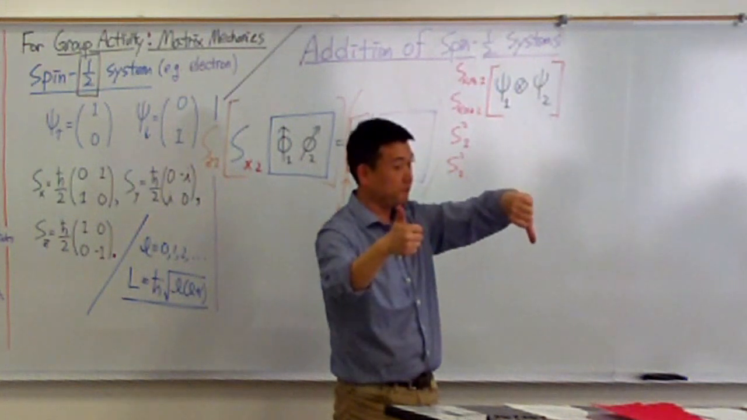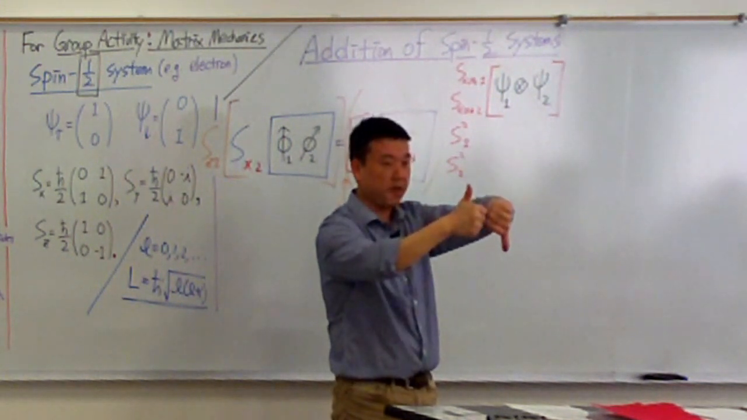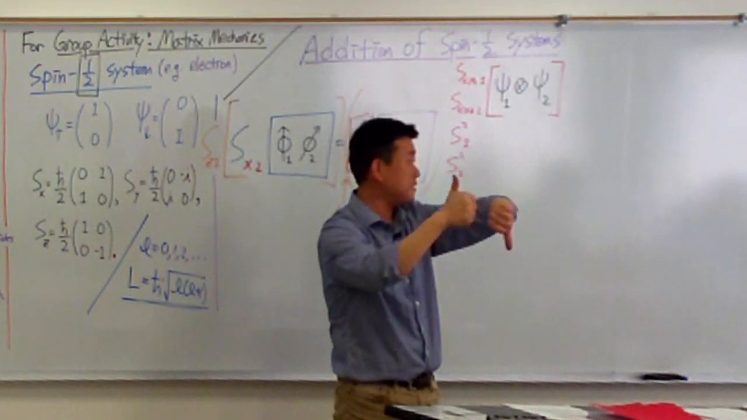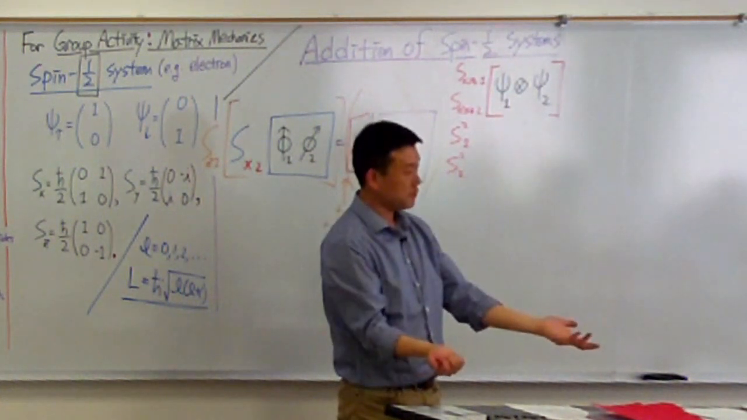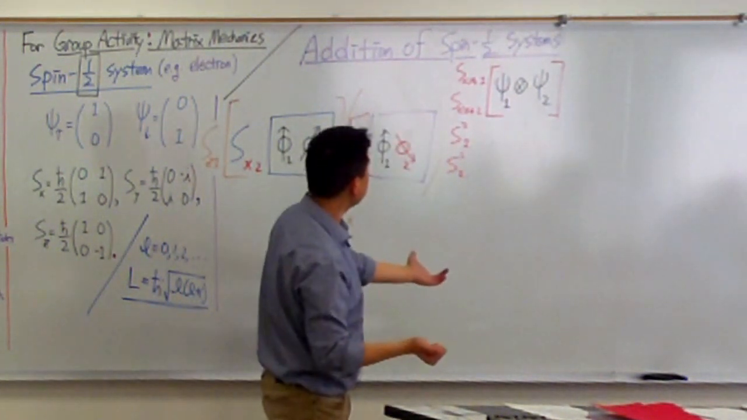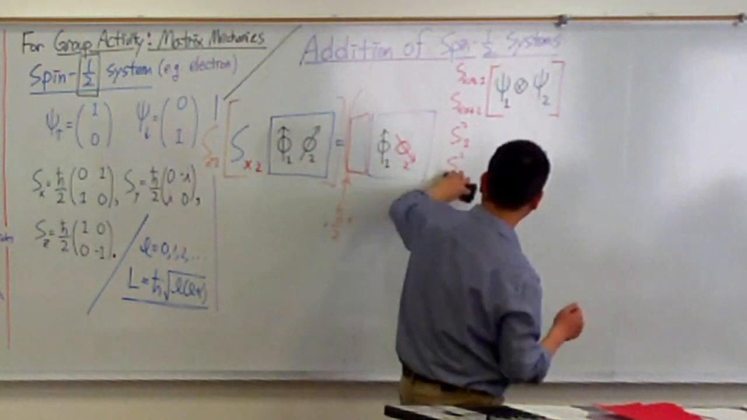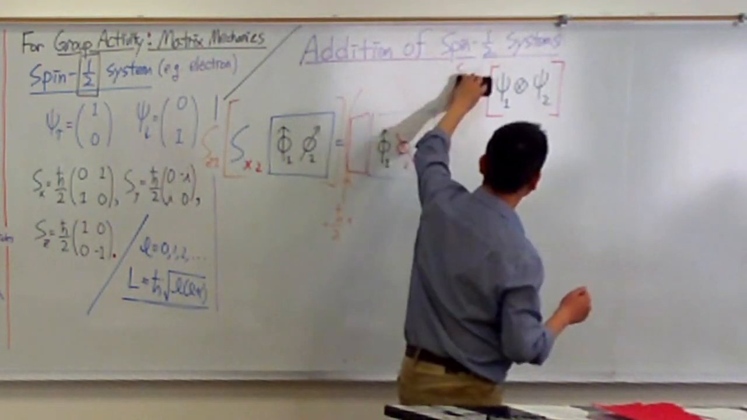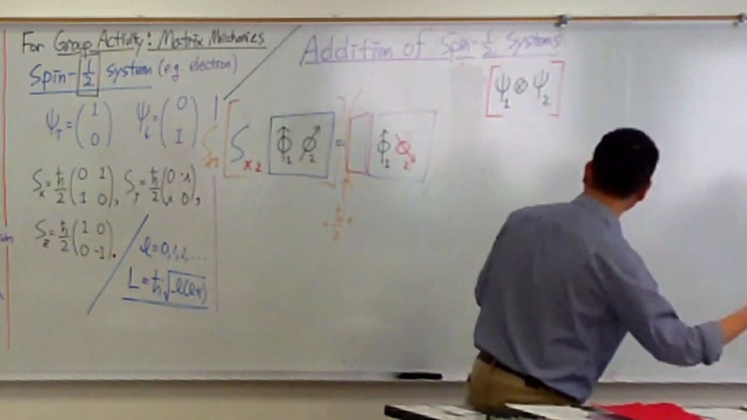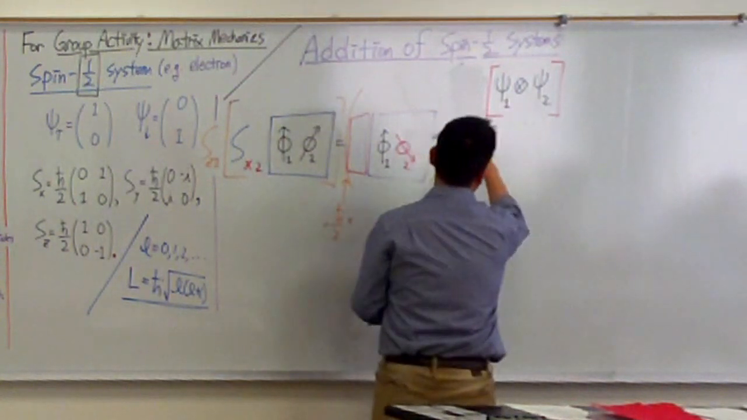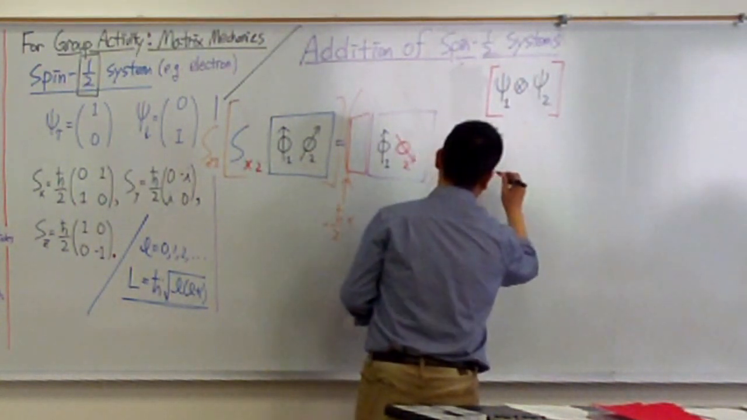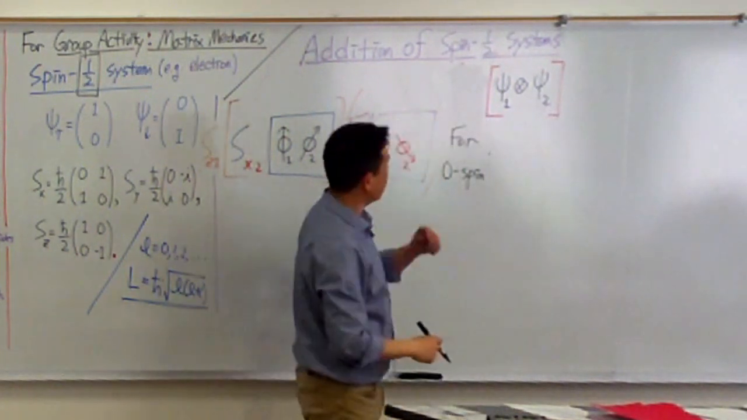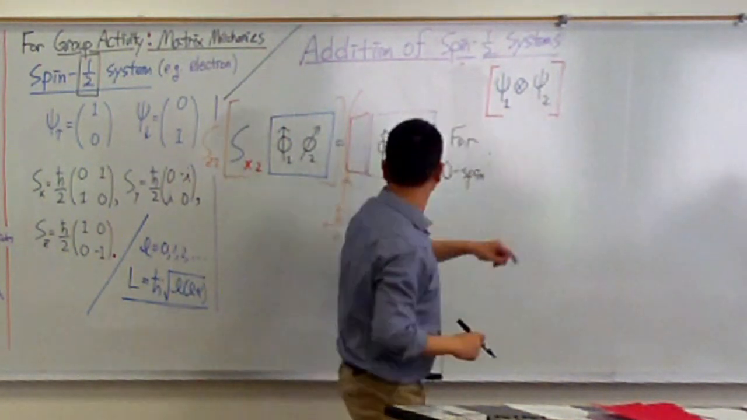Maybe spin down. Then this combined state ought to represent a spin 0 state. Yes? Okay, so let's try that. So I'm saying, okay, for 0 spin, let's try this. For 0 spin, well, I have this spin.